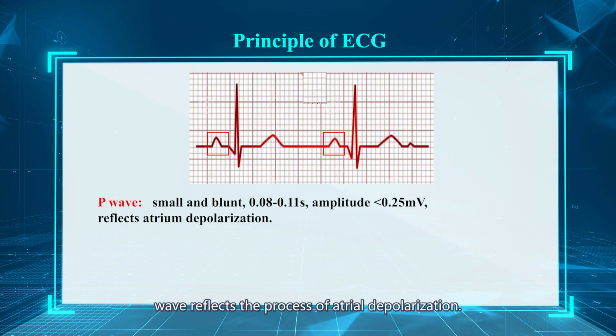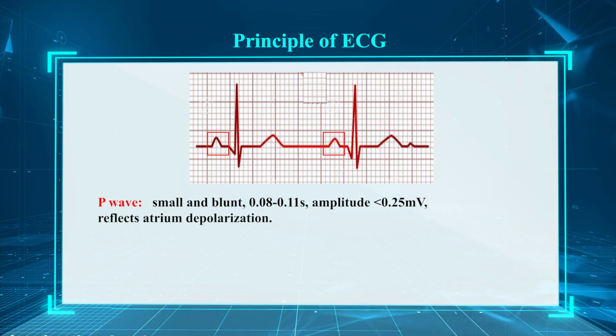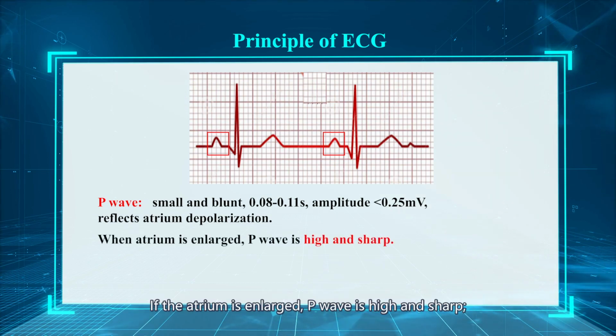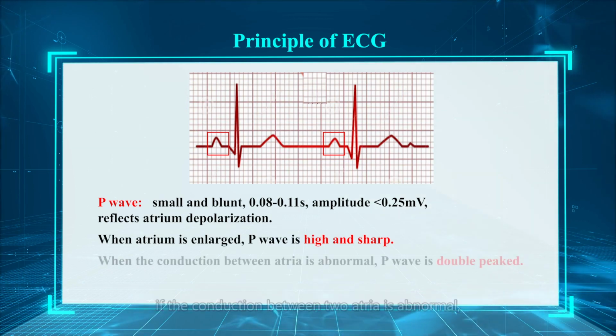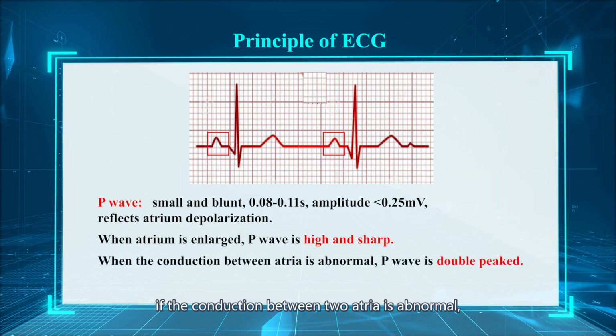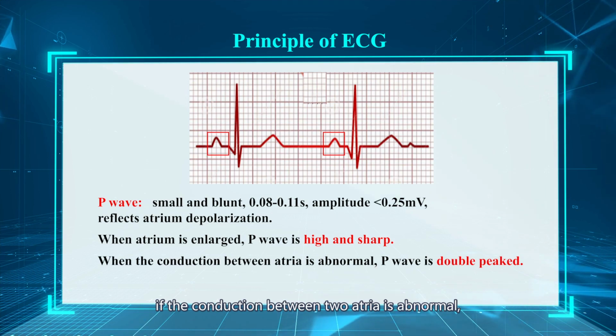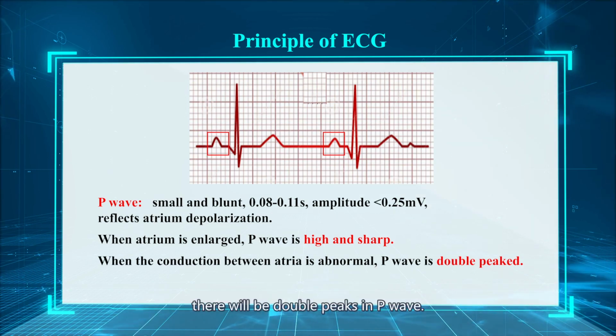P wave reflects the process of atrial depolarization. If the atrium is enlarged, P wave is high and sharp. If the conduction between the 2 atria is abnormal, there will be a double peak in P wave.